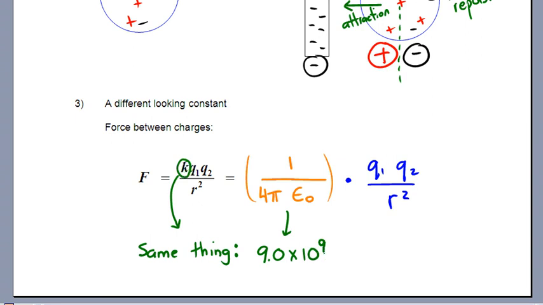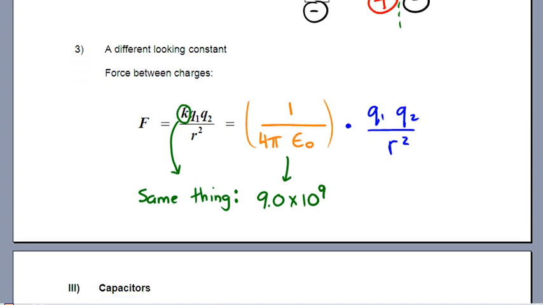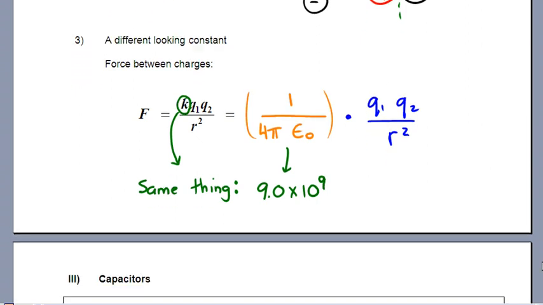And that marks the end of this day for the extra little topics for Physics AP. And next day, actually the next 3 days, we'll take a look at capacitors.